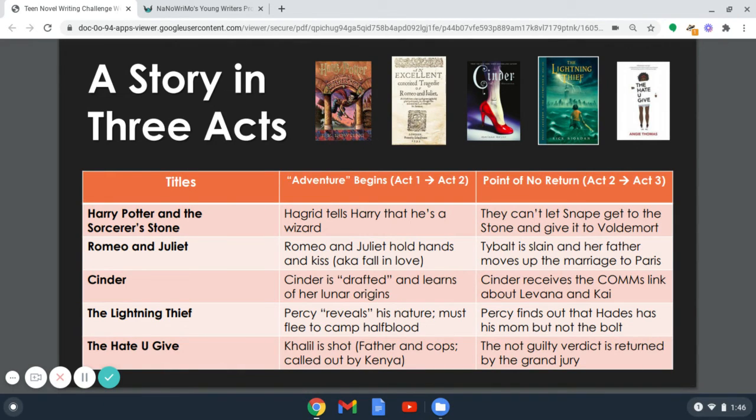The point of no return, or his Act 2 into Act 3, is the moment that he decides, they assume that it's Snape going after the Sorcerer's Stone, and they decide he can't get the stone because he's going to give it to Voldemort. We have to do something, even if we get in trouble. Okay? You can also think at a more recent story, The Hate You Give.